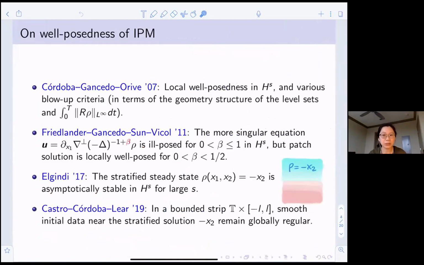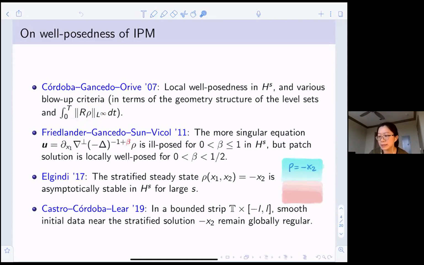And let me review some relevant literature for the IPM equation. Córdoba, Gancedo, and Orive proved the local well-posedness of this equation in H^s for s bigger than 2. And they also provided various blow-up criteria. For example, one of them says that as long as the level set doesn't become oscillating too fast, and as long as the L infinity norm of the Riesz transform of rho remains bounded, then the solution remains regular.